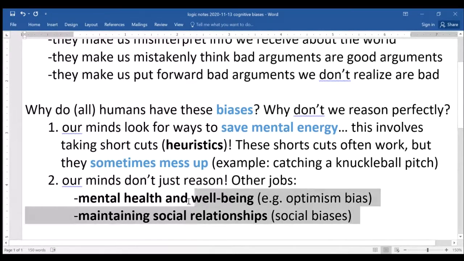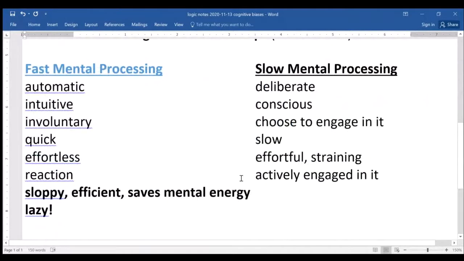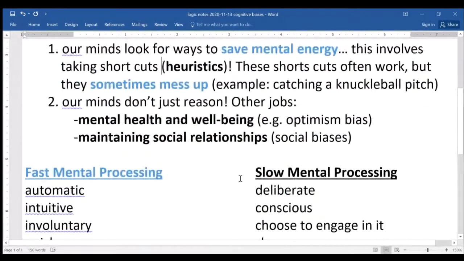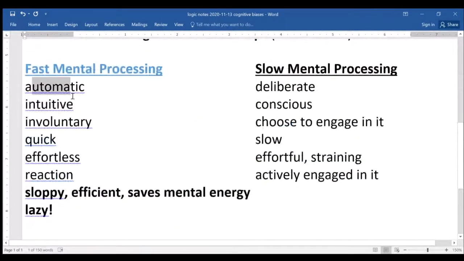So we'll be discussing each and every one of these reasons in much greater detail throughout the next few weeks. But this fast mental processing and slow mental processing is a good first approximation of why these biases emerge. There's a whole automatic side of our brain that gives us answers, often really well. I don't want to downplay how effective fast mental processing is. But sometimes it messes up because it's sloppy. It's efficient, aka lazy.